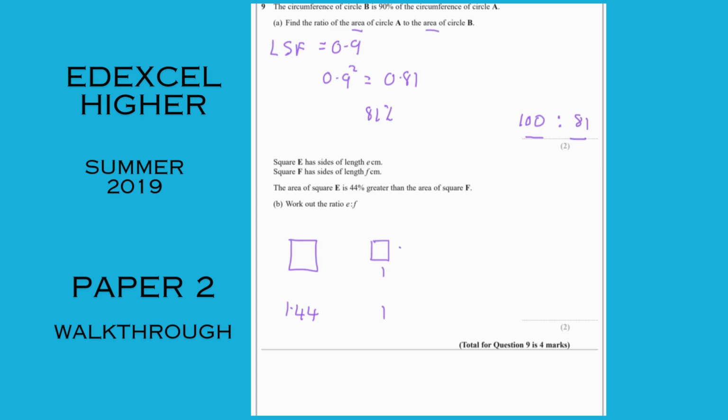So here, the side length would be 1 and 1. The side length here would be 1.2 and 1.2. In other words, the ratio, work out the ratio of E to F. E is the side, like so. It's the side, not the area. So you could say 1.2 to 1. And that's a perfectly acceptable answer. Mark Scheme says that's fine. I prefer whole numbers, so I'll times both sides by 5. That's my preference for a right answer.